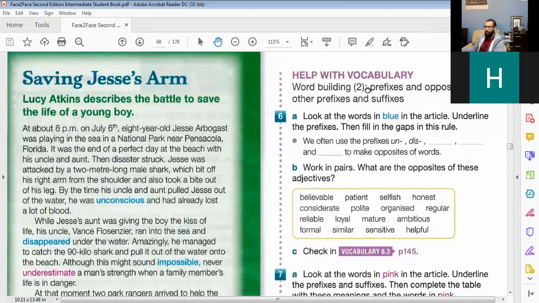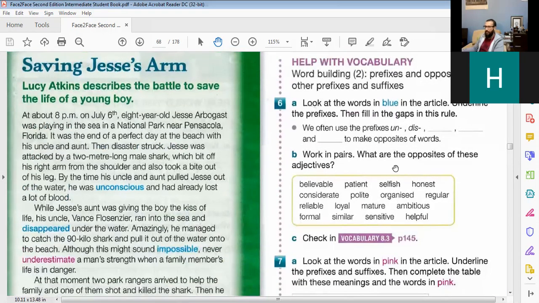So this lesson, we're gonna learn a few tricks. They're not difficult, but they're very, very useful, actually. We're gonna talk about prefixes and opposites, other prefixes, suffixes. So we're gonna mix all of them together. First of all, let me remind you what a prefix is and a suffix is.